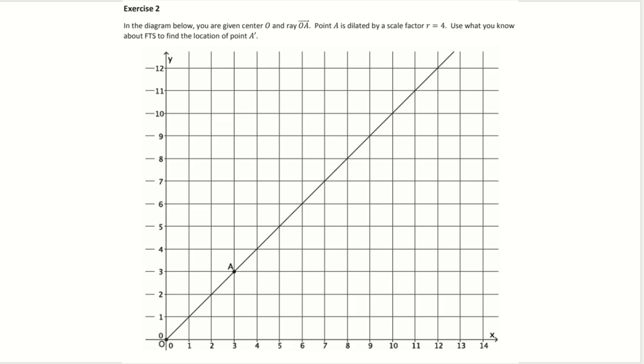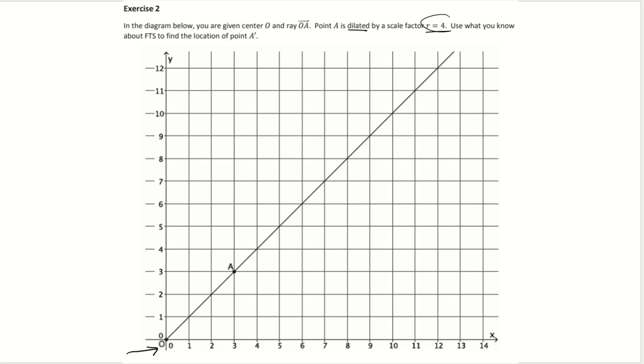Okay. Looking at the next problem here, it says in the diagram below you're given center O, that's that guy there, right? And a ray O to A, and you'll notice that's drawn as a ray, meaning because it keeps going, right? The line keeps going, you see that, right? It doesn't stop at A. So it's not a line segment, it's a ray. Point A is dilated by a scale factor of R equals 4. Use what you know about this to find point A prime.